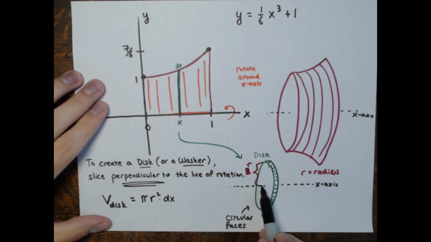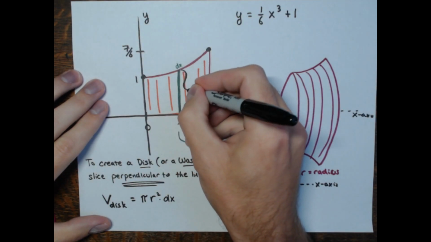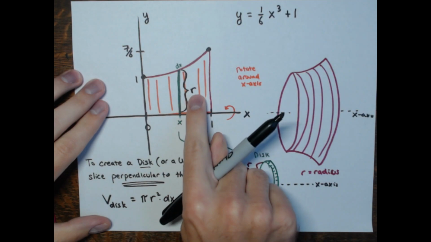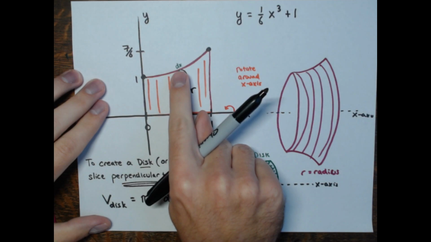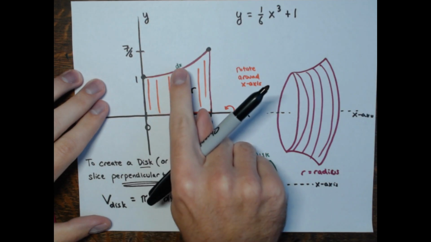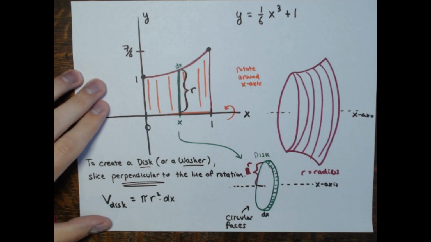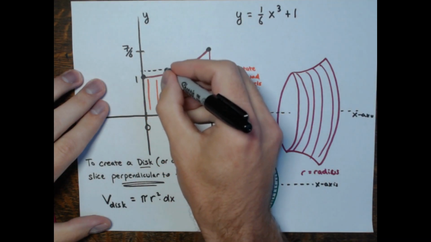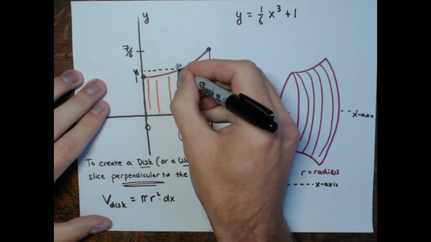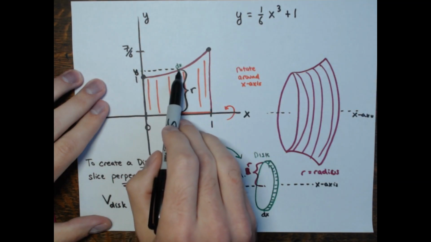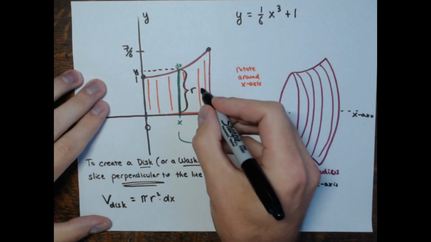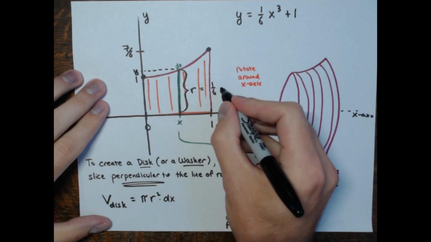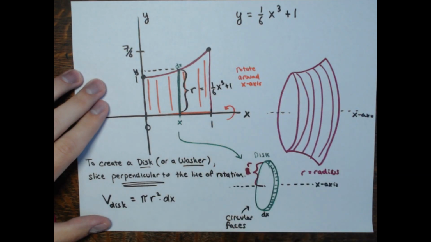Well, you see how the radius is just the distance from the x-axis to the point on top of the rectangle here, right? This would be the radius, from the x-axis, from the line of rotation through the curve that's being rotated, to the top of the region that's being rotated. And that radius would actually be the y coordinate of the point on the curve. But the y coordinate of the point on the curve is 1/6 x cubed plus 1, right? We're told that. So the radius is 1/6 x cubed plus 1.